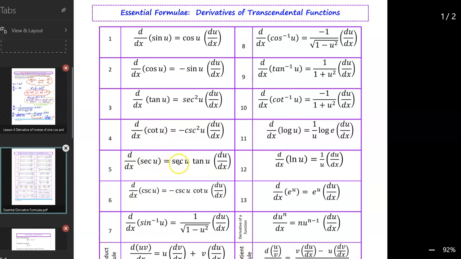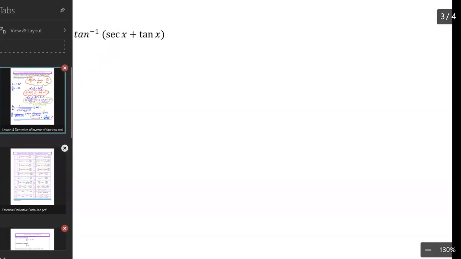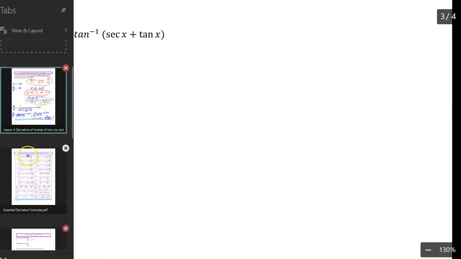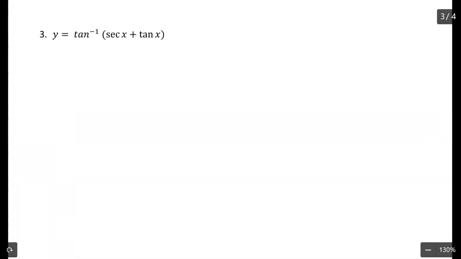The derivative of secant of u will be secant of u times tangent of u times du over dx. You also have to find the derivative of tangent, which is formula number 3. So the derivative of tangent will be secant squared u du over dx. So for this question alone, we are going to use 3 formulas: formula number 9, formula number 3, and formula number 5. Alright. So I will eventually write all of that down to remind everyone.